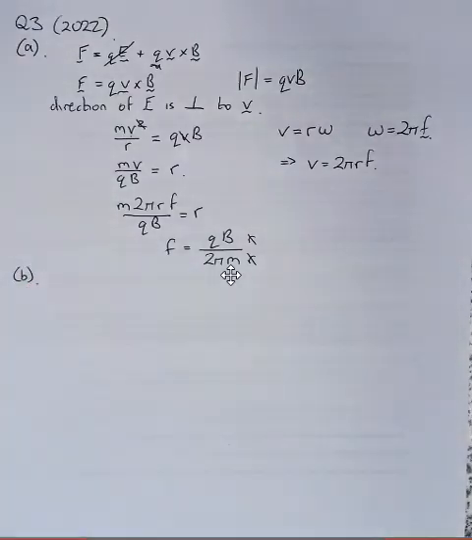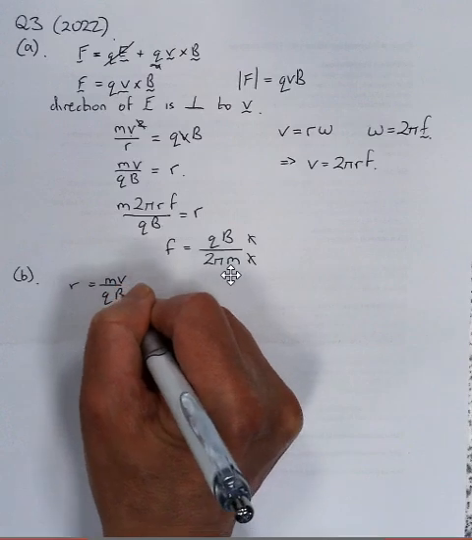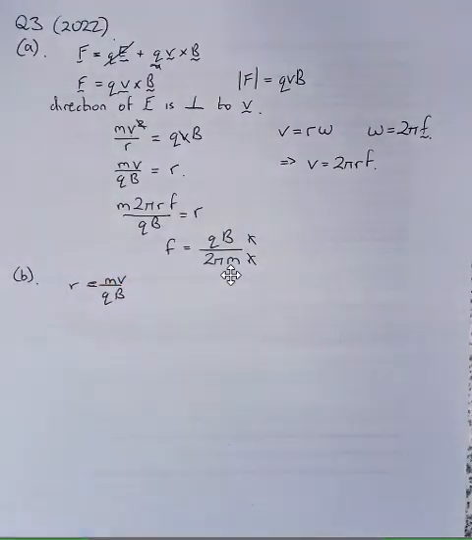Quite straightforward. Part B says: qualitatively describe the motion when the field is not at 90 degrees to the charge's velocity, and also the impact of changing the magnetic field strength. Well, I'll do the second part first. We have seen from above that r equals mv over qB. So basically what that tells us, if B increases or decreases... I just realized I have to do the first part first.